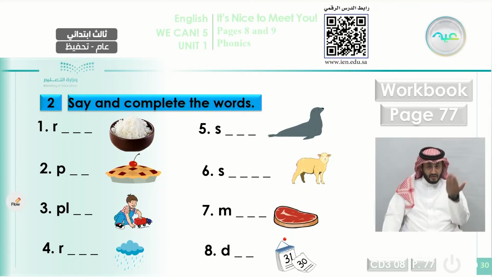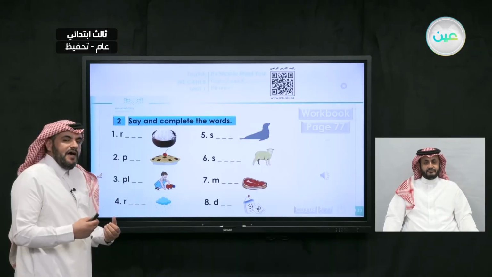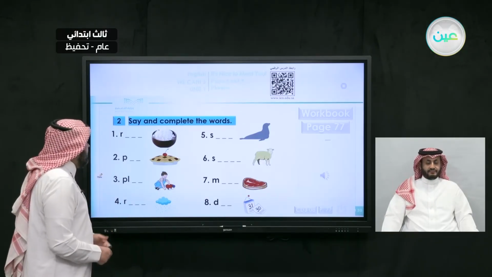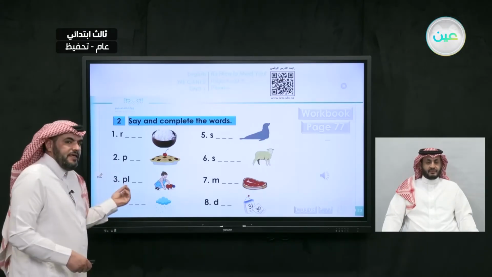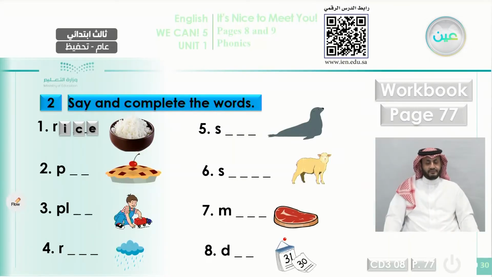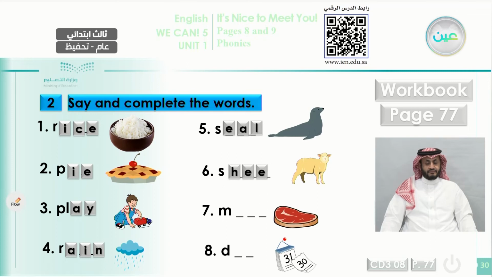You need to go to your book on page 77, exercise number 2, and write the right spelling. How to spell the first one? Rice. You have to write R-I-C-E. Pie, P-I-E. And the next one, the boy is playing, so you write play, P-L-A-Y, and so on. Okay, you can do that by yourself. As you can see here, rice, pie, play, rain, seal, sheep, meat, and day. Let's listen to your colleague reading these 8 words.